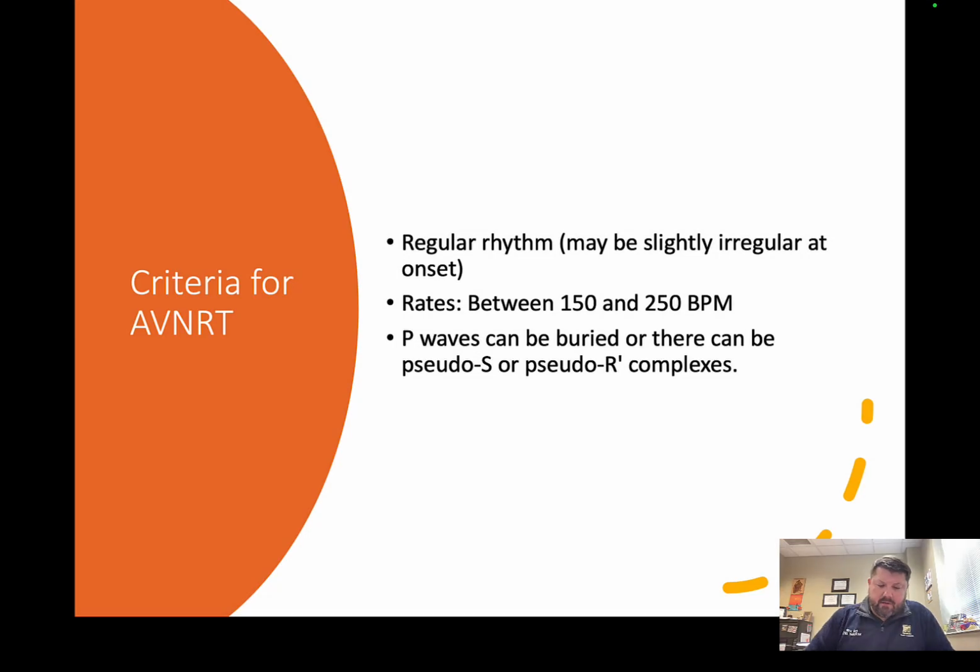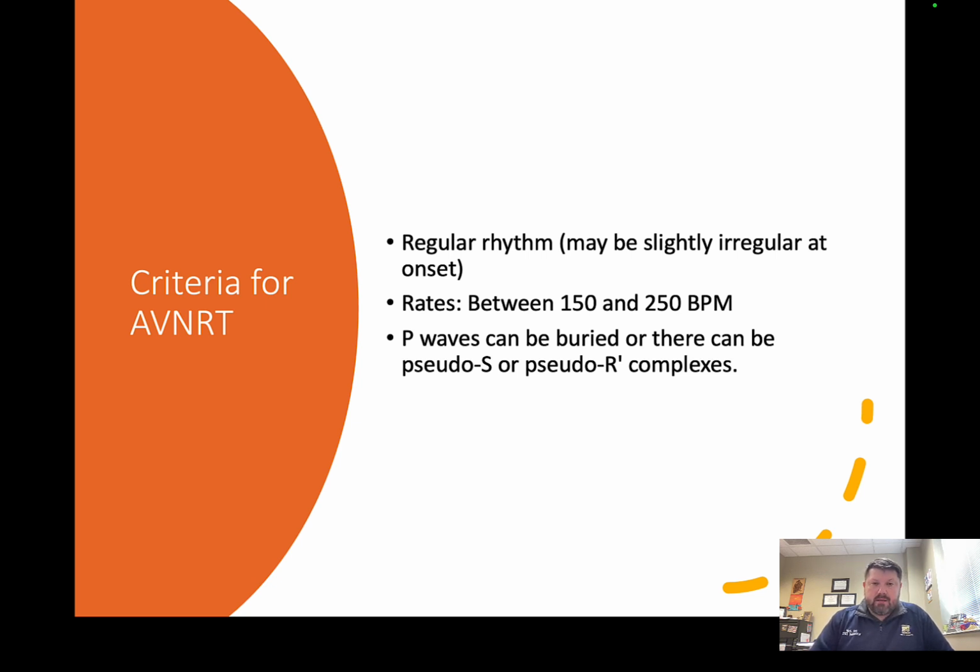So the criteria for AVNRT is going to be a regular rhythm, maybe slightly irregular at onset, especially if it is cued by a PAC. The rate's between 150 to 250. P waves can be buried or they can be pseudo-S or pseudo-R complexes.